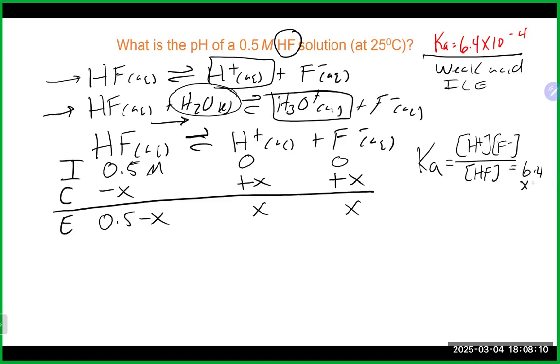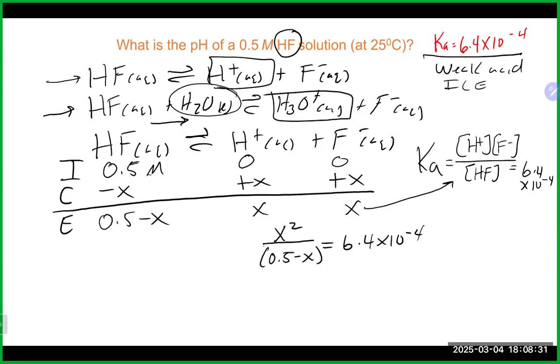I'm running out of room. I'll go below it, times 10 to the minus 4 there. Once again, we're just going to take our equilibrium line into here, and we're going to solve for x. That will essentially give me x squared divided by 0.5 minus x equals 6.4 times 10 to the minus 4.